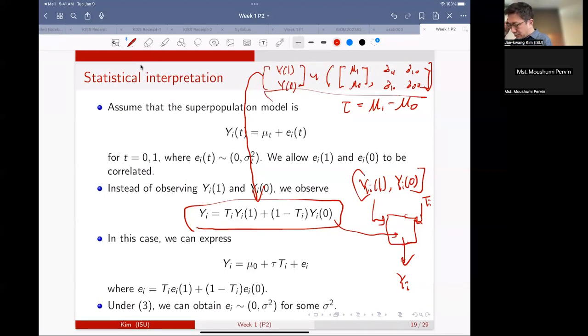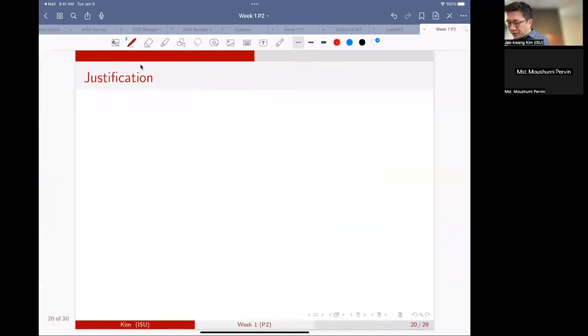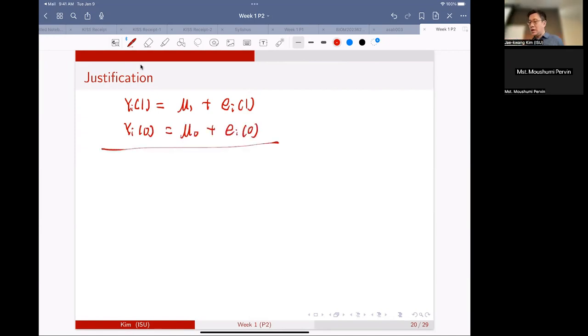So how can you derive it, by the way? Well, let me write it again. Yi1 is mu1 plus ei1, and yi0 is mu0 plus ei0. And then yi is basically ti yi1 plus 1 minus ti yi0.